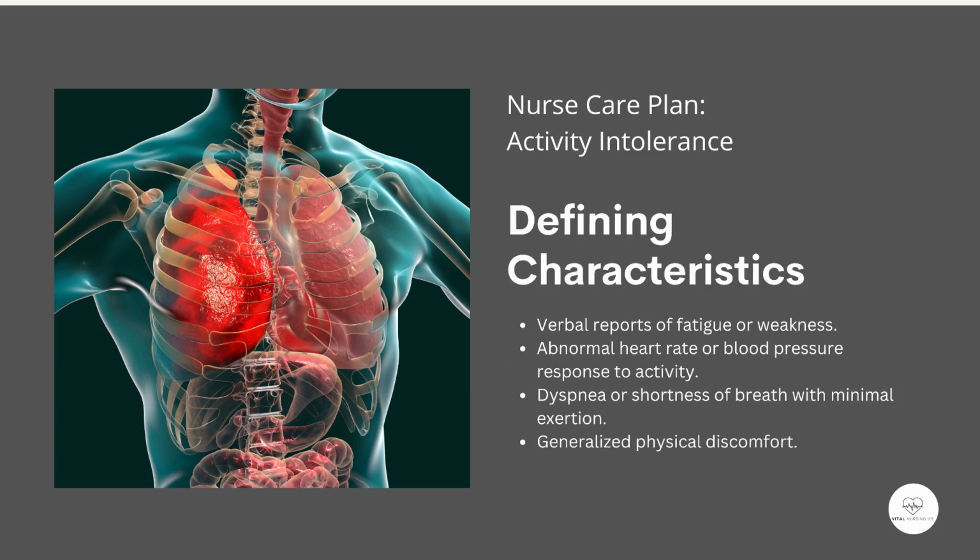Defining characteristics. The following are common defining characteristics of activity intolerance: verbal reports of fatigue or weakness, abnormal heart rate or blood pressure response to activity, dyspnea or shortness of breath with minimal exertion, generalized physical discomfort, or inability to perform activities of daily living. These indicators suggest the patient's body isn't tolerating activity levels within normal limits.